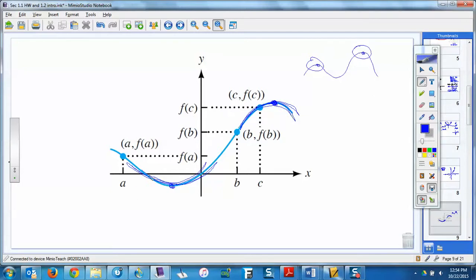See, this graph's decreasing, but it's concave up. Here it's increasing and it's concave up. Here it's increasing but concave down. Here it's decreasing and concave down. So concavity has to do with the curvature.